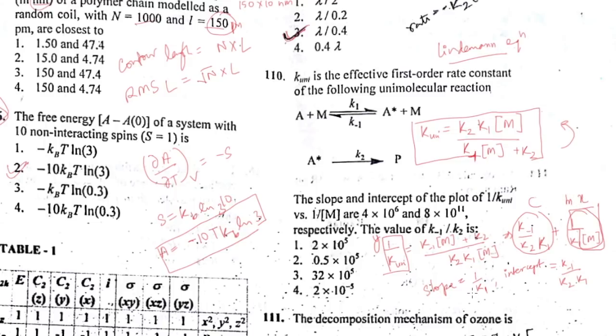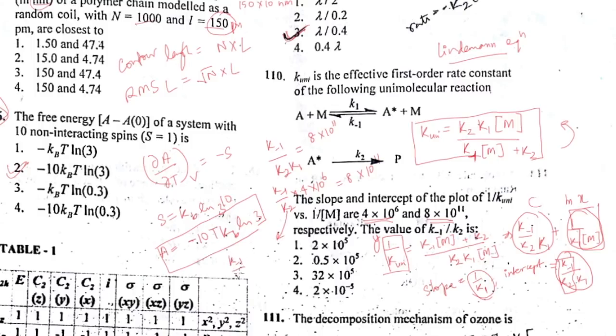So the slope will be 1/k1, that is 4 × 10^6, and the intercept will be 8 × 10^11. But you just need to find the value of k_-1/k2. So the intercept is k_-1/(k2 k1), which equals k_-1/k2 times the slope 1/k1, that is k_-1/k2 × 4 × 10^6 = 8 × 10^11.